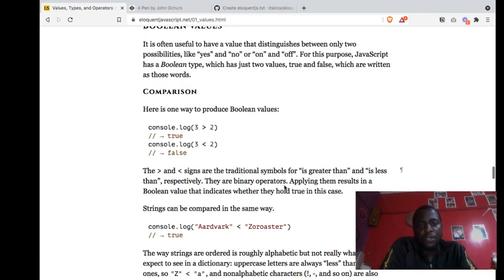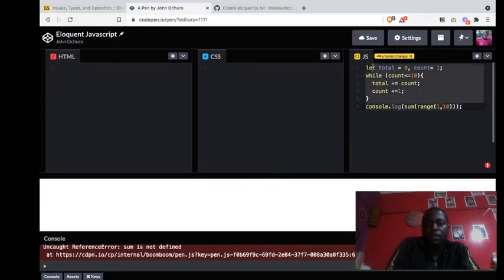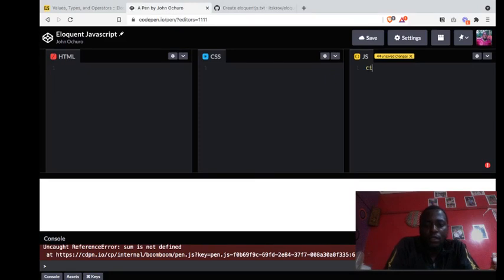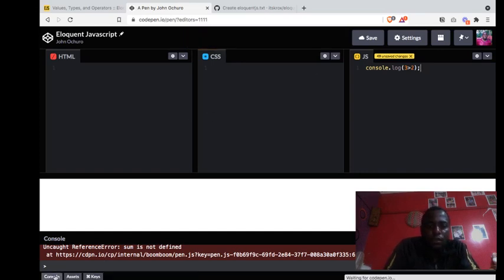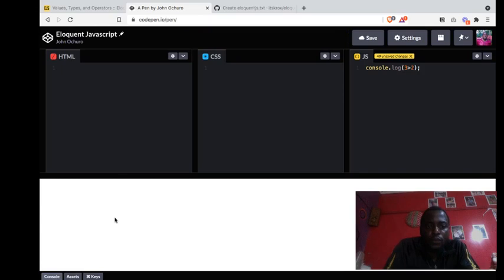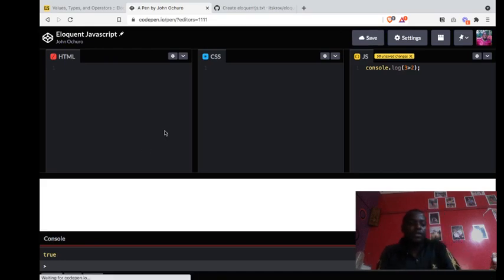Here's one way to produce a Boolean value: console.log(3 > 2). What will it print? Let's try it. Let's delete it and type console.log(3 > 2), and let's look at the console. It should tell us true. It is true. All right.